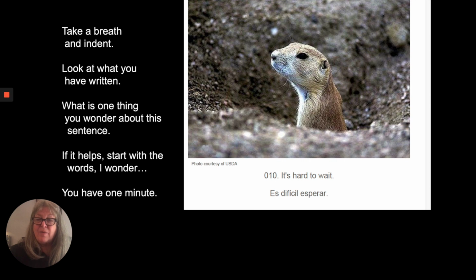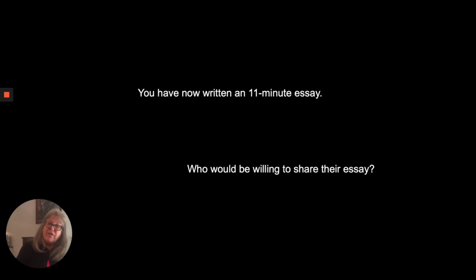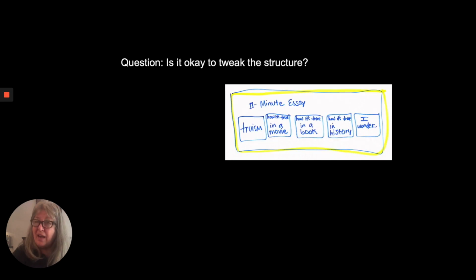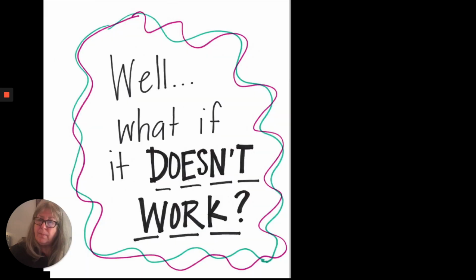When that's over, they've written an 11-minute essay, and you make sure to ask who would be willing to share, because listening to what other kids wrote really helps those students who didn't know for sure if they were doing it right. Have everybody copy the structure onto their page, and after we do it 2 or 3 times, this structure becomes second nature. But what if the students don't have a successful experience?